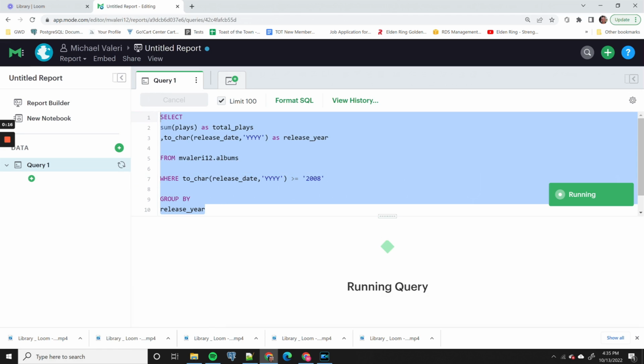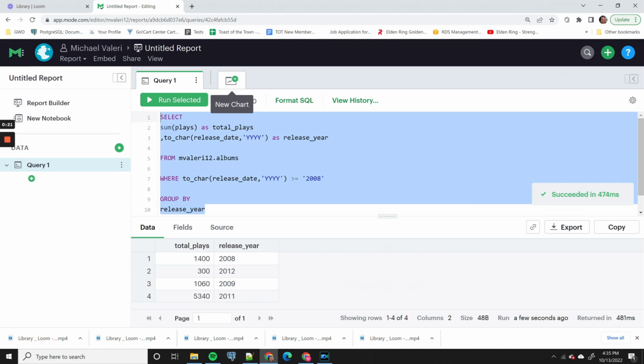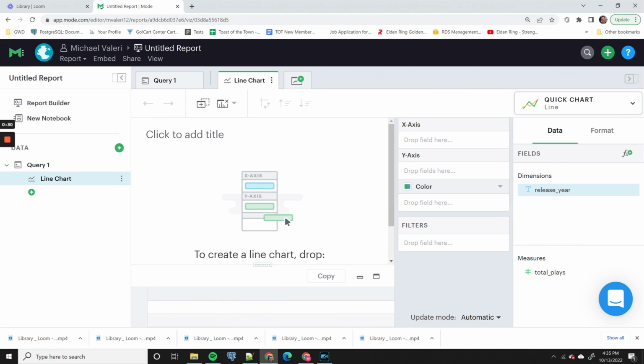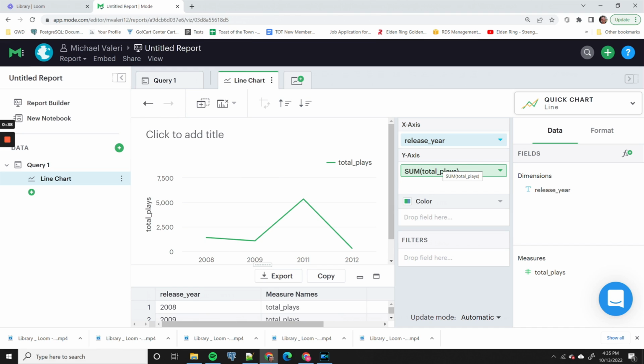The entire course is taught using Mode Analytics, which is a web-based data platform that combines SQL, R, Python, and visual analytics all in one tool.